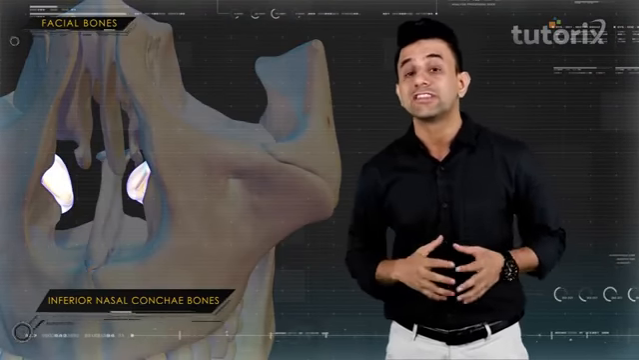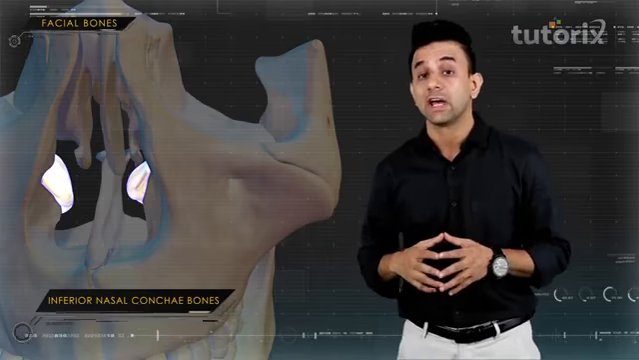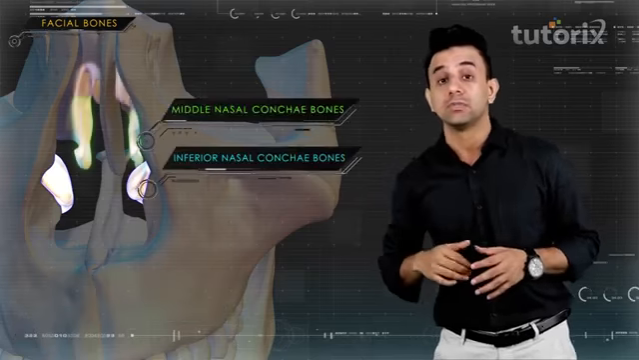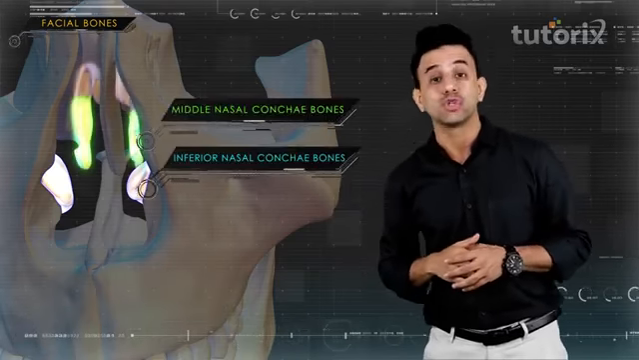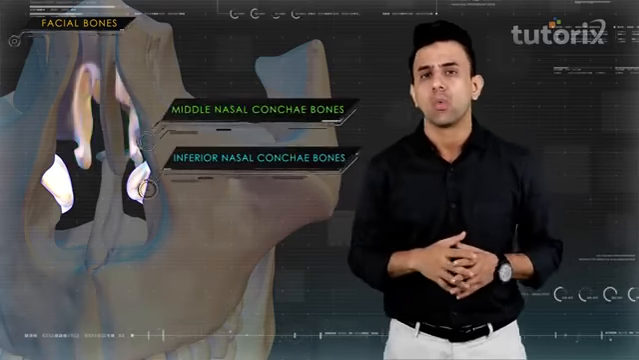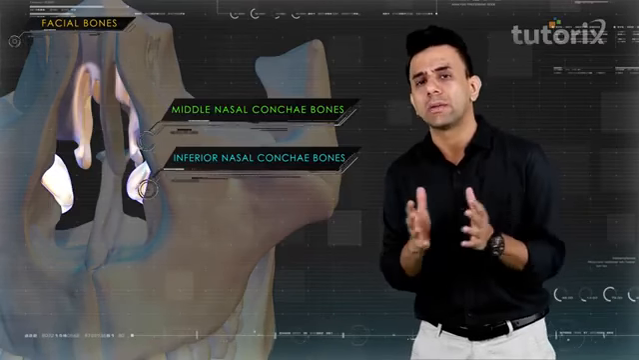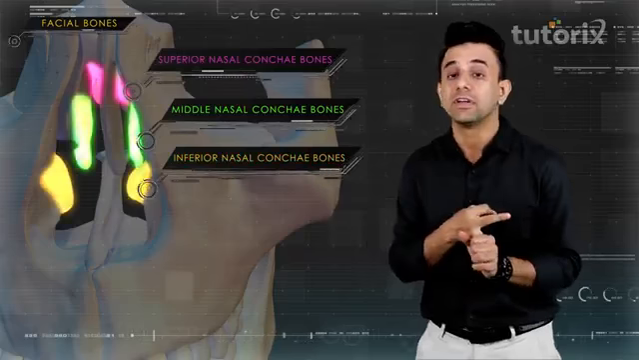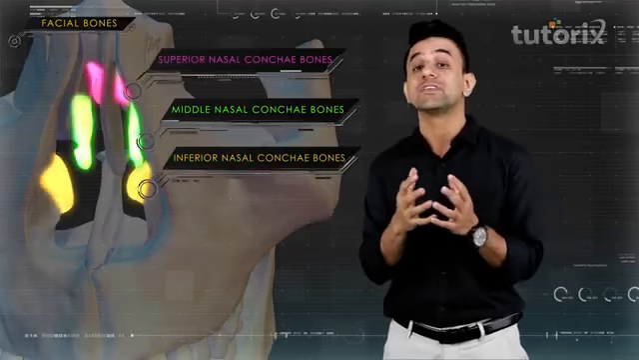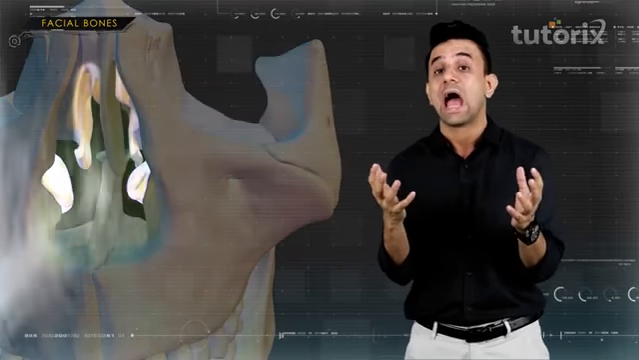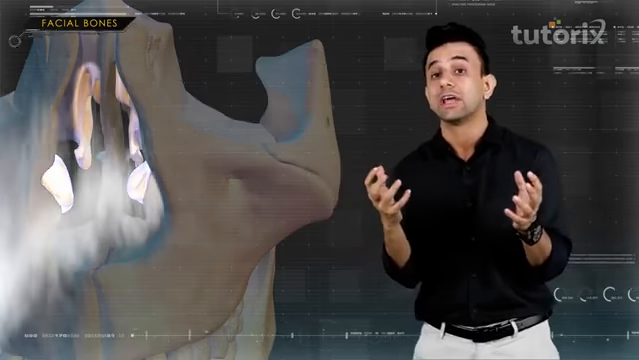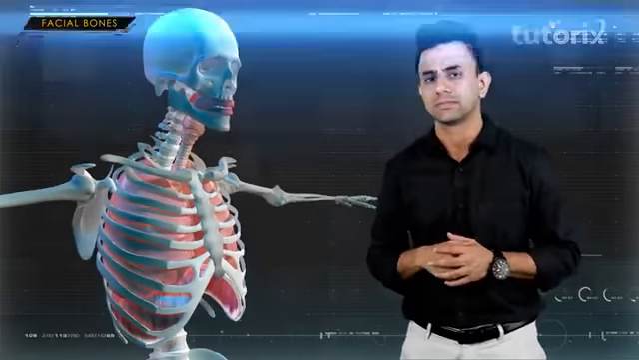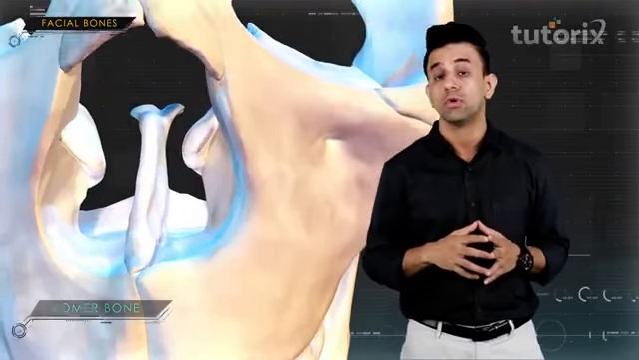Well, the inferior nasal conchae are also paired, that is 2 in number, and they lie inferior to the middle nasal concha and project into the nasal cavity. Well, all the 3 nasal conchae pairs of bones, that is the superior, the middle, and the inferior nasal conchae, increase the surface area of the nasal cavity and filter the air that enters from the nasal cavity into the lungs. We shall now talk about the vomer bone.